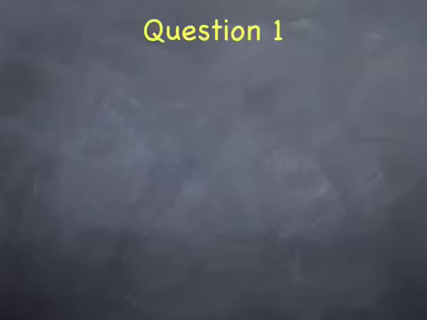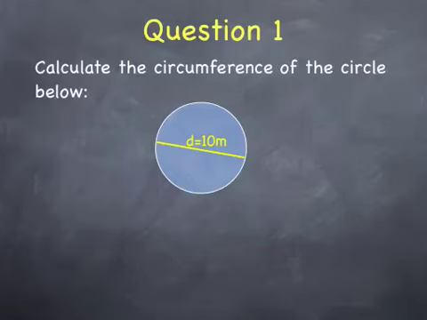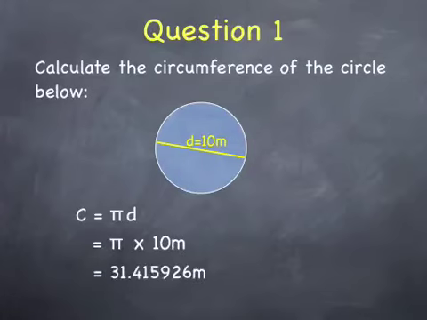Okay, question 1. Calculate the circumference of the circle below. There it is. Alright, press pause and press play when you're ready. Okay, C equals pi d. So circumference equals pi times diameter equals pi times 10 meters equals 31.415 and so on. Just round to 2 decimal places if it's not asked, usually, or even 1. 31.42 meters. Okay, that's the answer for question 1.